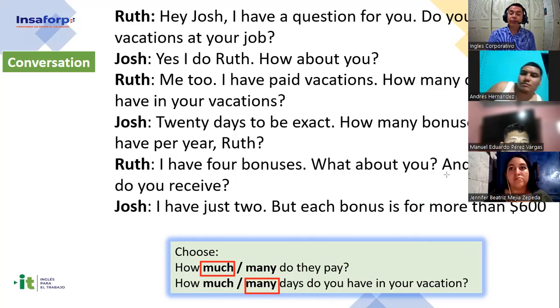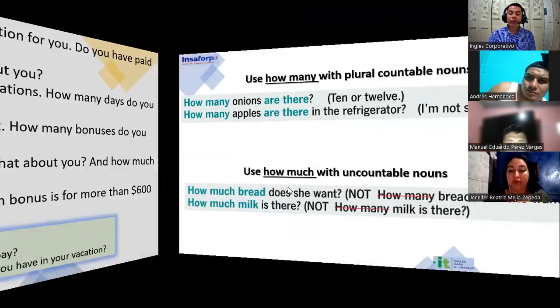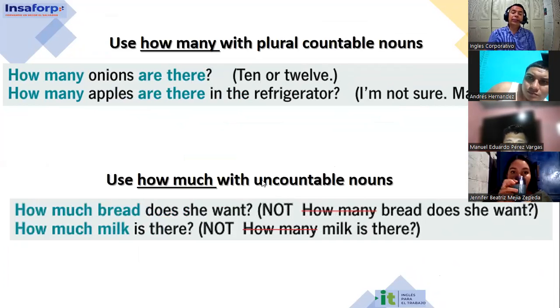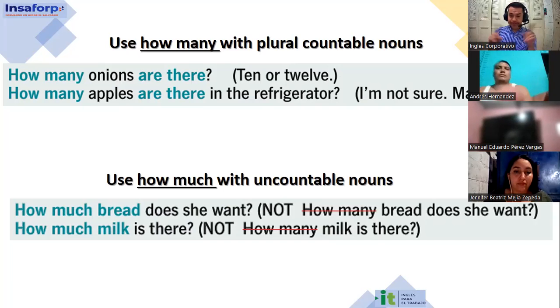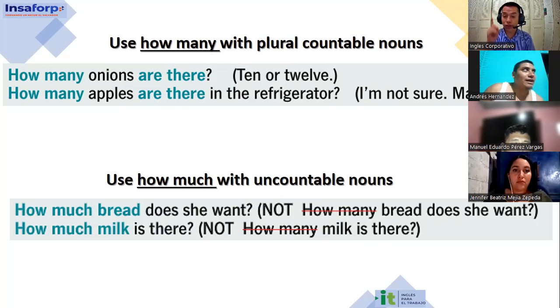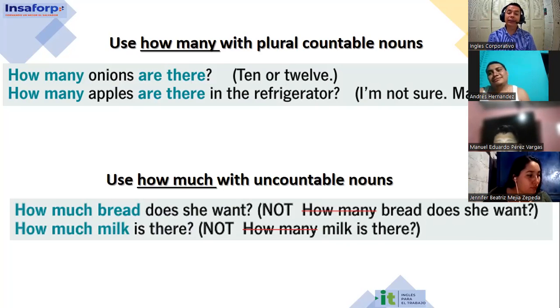Now let's continue. Notice this is the use: use how many with plural countable nouns. Plural, not singular. For example, you can say, how many onion? No. How many onions? It's plural, right? And then you say, how many onions are there? 10 or 12?